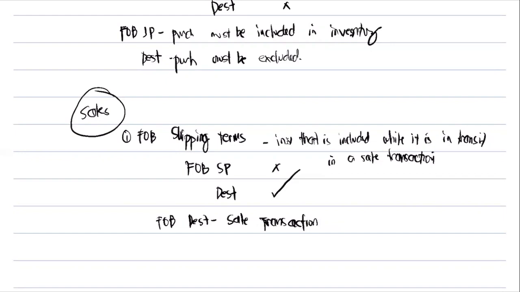Please, guys, do not be confused by the mode of the term. If it's FOB shipping point or FOB destination, it is still the same. What you should look at is whether you are purchasing or you are selling. Pag purchasing ka, ang include mo, shipping point. Tanggalin mo lahat ng destination. Pagka nagbebenta ka naman, ang idadagdag mo ay destination, tanggalin mo yung mga FOB shipping point.